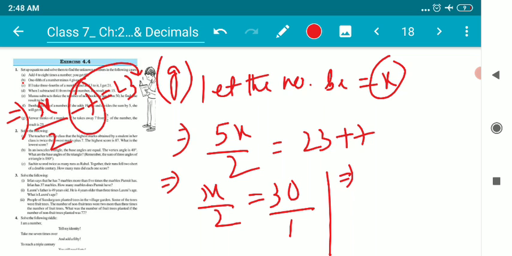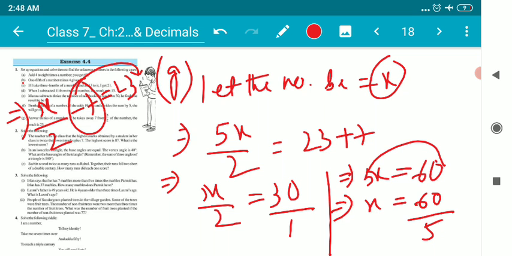In such situations, children, what we do? We go for cross multiplication. So 5x by 2 equal to 30 by 1 will be performed cross multiplication. 5x into 1 results 5x. 30 into 2 results 60. Now children, x is equal to 60 by 5, because 5 will be transposed to the other side. It will be divided. So 5 1s are 5, 1 6, 5 2s are 10, 12. The value of x is 12. Matlab, Anwar was thinking of number 12.